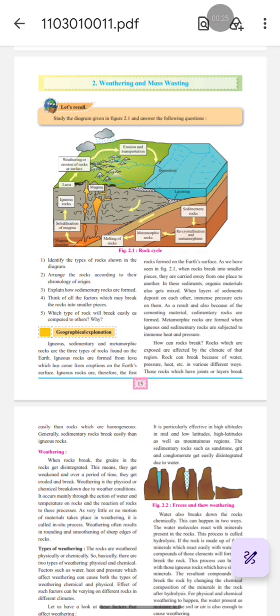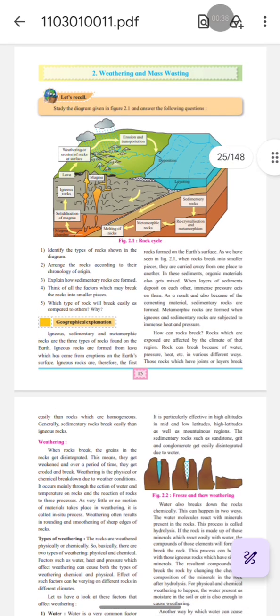You can see the diagram here. There are three major types of rocks: igneous, sedimentary, and metamorphic. We are going to learn them one by one. First, igneous rocks. Igneous rocks are formed when magma or lava cools and solidifies. They are considered the first rocks formed on the earth's surface.